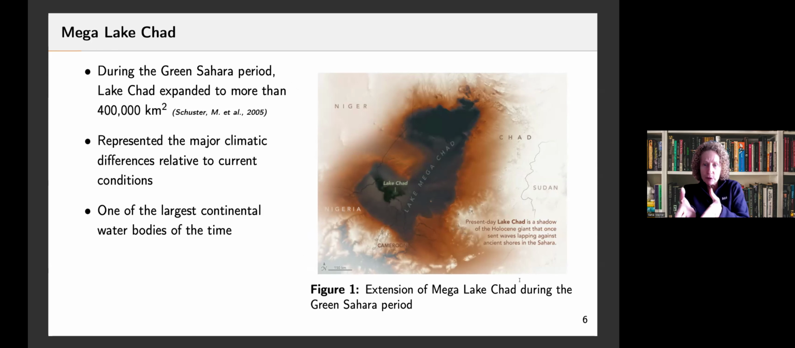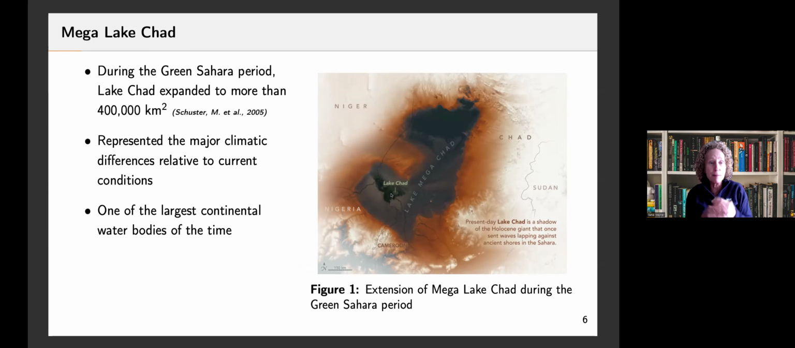And when I looked at this paper from 2005, it showed that during this Green Sahara period, this Lake Chad that we have today, and we can see in the darker black here what it is today, and a reconstruction of what it was probably 6,000 years ago. It had an area of about 400,000 square kilometers. And we can see, from the graph on the right, that it was huge.